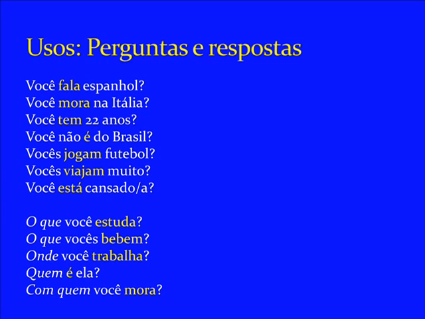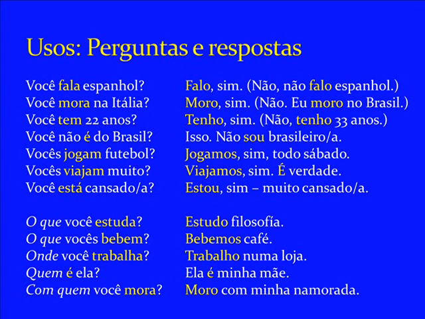Somebody asks, você fala espanhol? Falo sim. So the way I answer in the affirmative is I conjugate the verb in the eu form, falo, and add the word sim. If I want to answer in the negative, não. Não falo espanhol. Still conjugating. Você mora na Itália? Moro sim, ou não. Eu moro no Brasil. Você tem 22 anos? Tenho sim, if I'm 22. Não, tenho 33 anos.